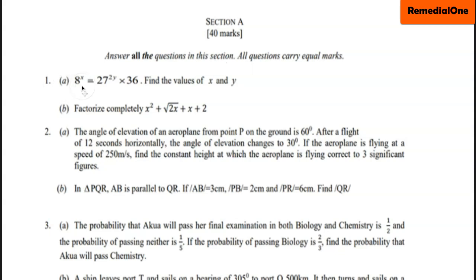Number 1A. 8 raised to the power x is equal to 27 raised to the power 2y times 36. Find the values of x and y. B. Factorize x squared plus square root of 2x plus x plus 2.